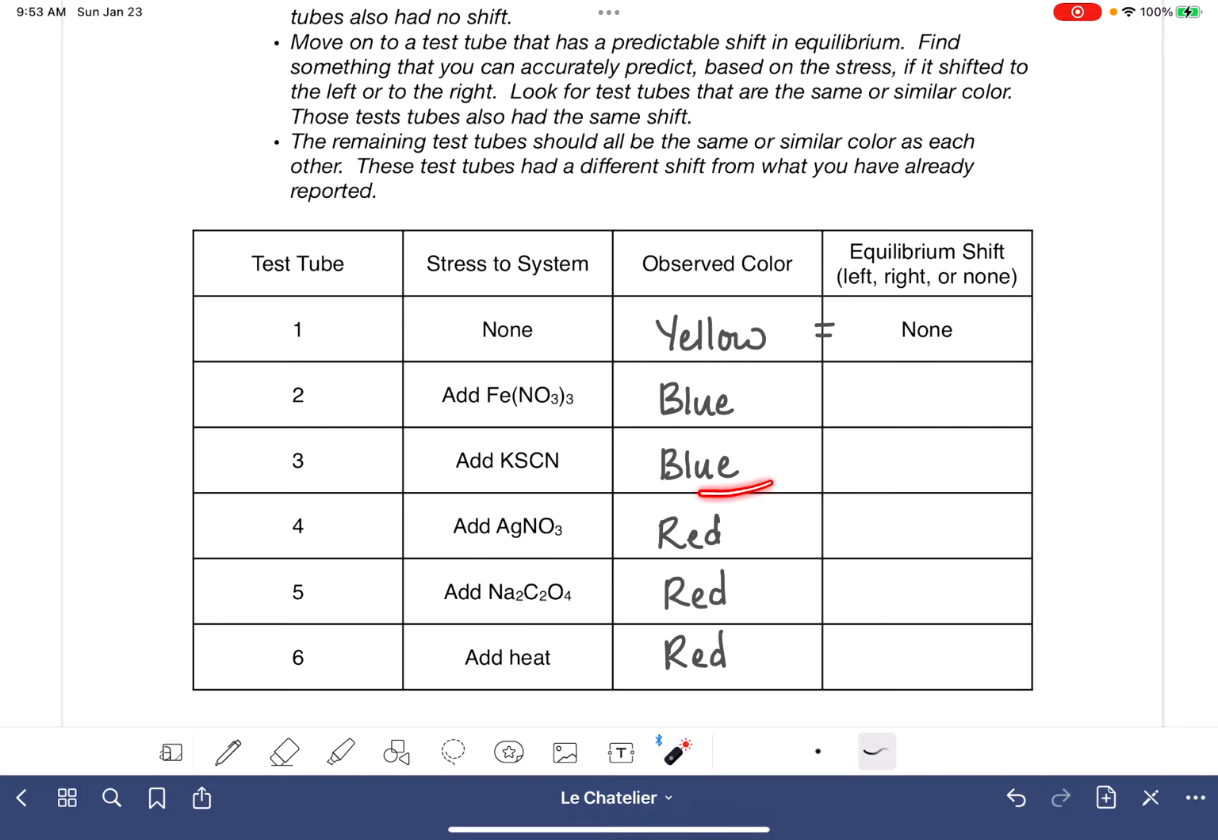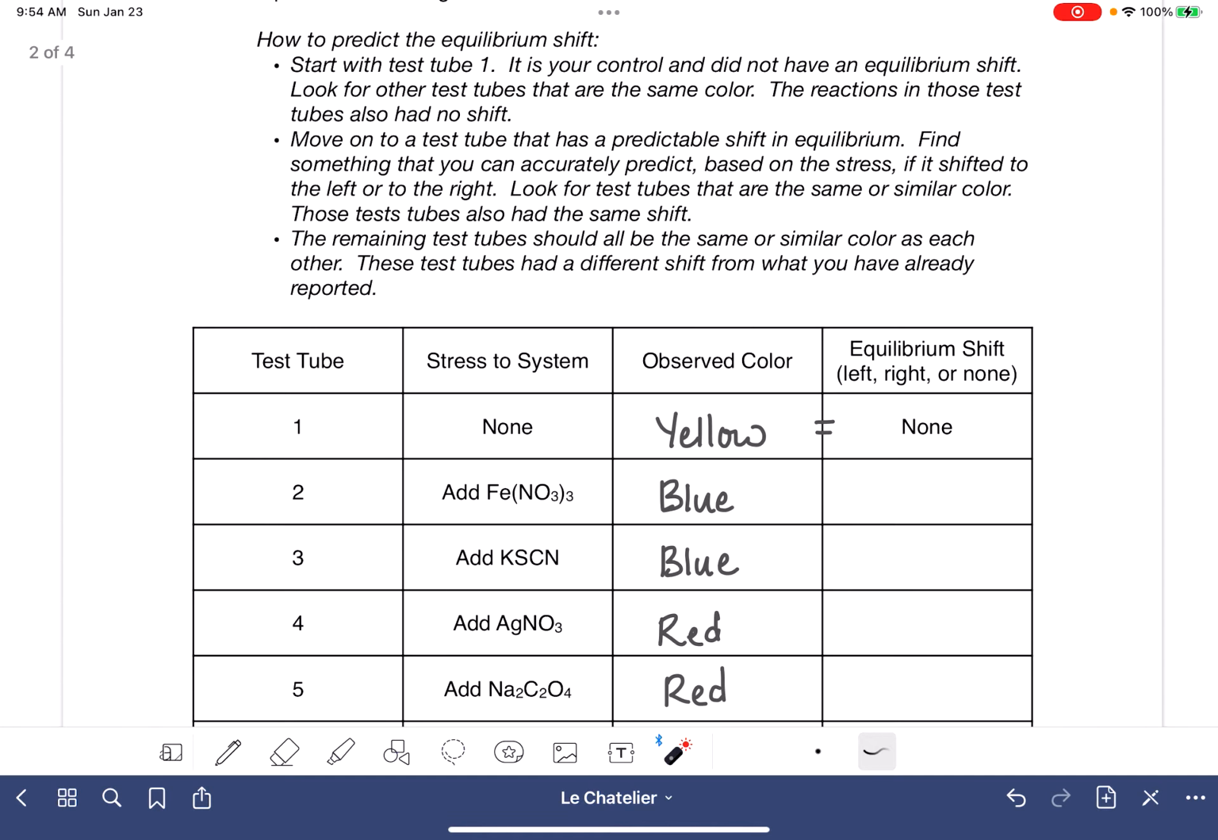We have to decide if the observed color blue corresponds to a shift to the left or to the right. We know that it's not no shift because we know that that would be a color yellow. The way that we're going to figure this out is take a look at what we did to that system and then just compare that to the balanced equation.